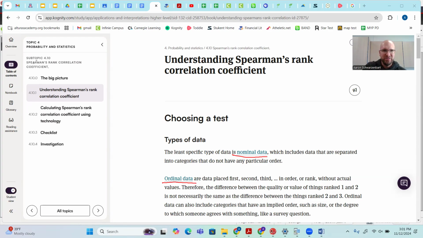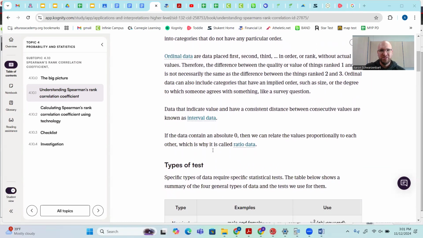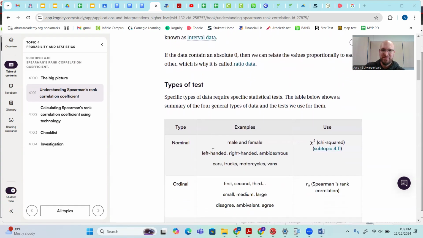You generally need ordinal data for Spearman's rank correlation. There's also interval data, which indicates a consistent distance between consecutive values, or sometimes not. Or there's ratio data, which is proportionality. Interval data sometimes can be thought of like a histogram. You can think of how many data points are in this interval.